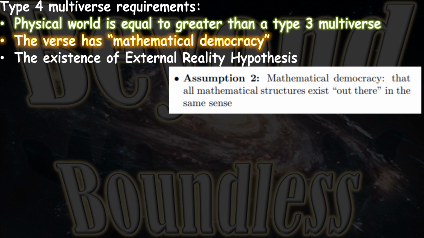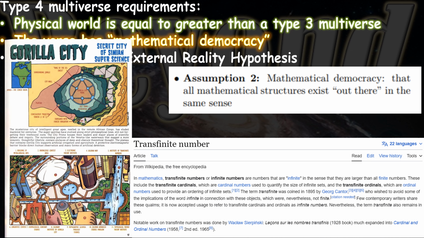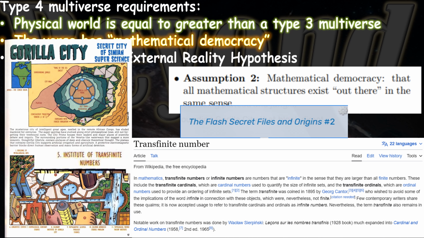purely because it makes it easier when explaining it, is to use transfinitism. The reason why is transfinite numbers introduce ordinal numbers, and ordinal numbers make it easy for me to make comparisons. So for that, I also like to bring up the scan in DC Comics of Gorilla City with its Institute of Transfinite Numbers, something that can be found quite easily in Flash Volume 2's Secret Files.